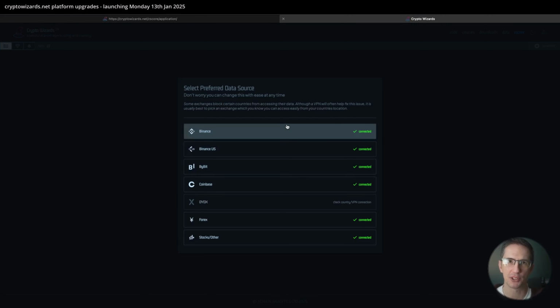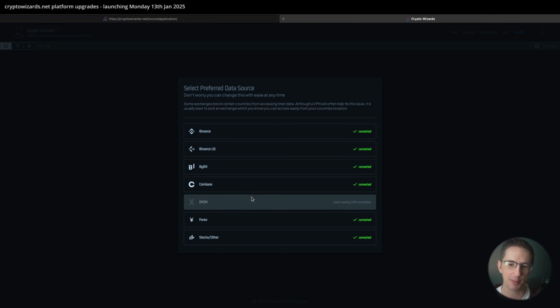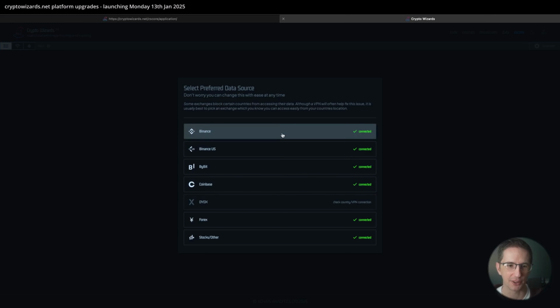Don't worry about which one you select, because you can very quickly and easily change this. In fact, you can just change it on the fly as you analyze things, but at least it gives you an idea of what it is that you are connected to. Now, you'll note that I have DYDX here. I'm in the UK, so it says I need a VPN connection to use DYDX, which is true. But again, I can't recommend that you do that. So this one here is grayed out, the rest is showing.